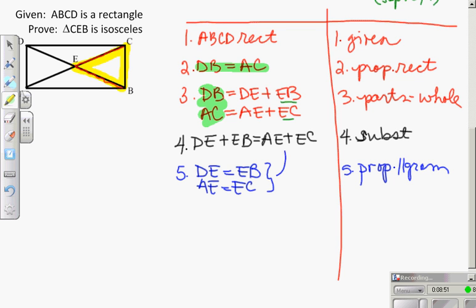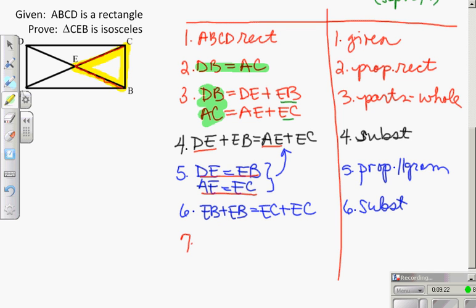Now the reason this helps me is I can take these two and I can do a substitution into here. And that substitution is going to look like this. EB plus EB is equal to EC plus EC. So what I did was I replaced this one and this one based on these. Why did I do that? Because remember, my goal is to get EC equal to EB.